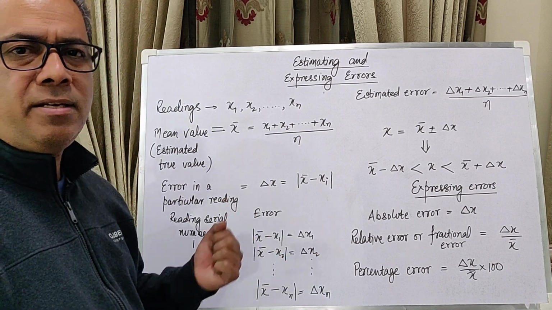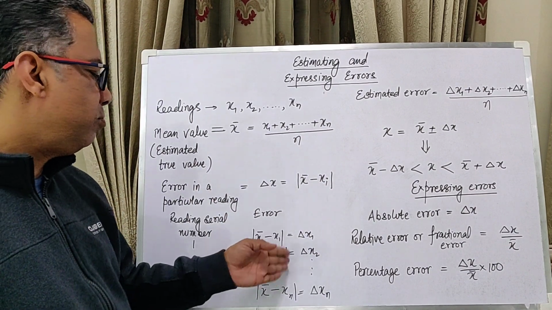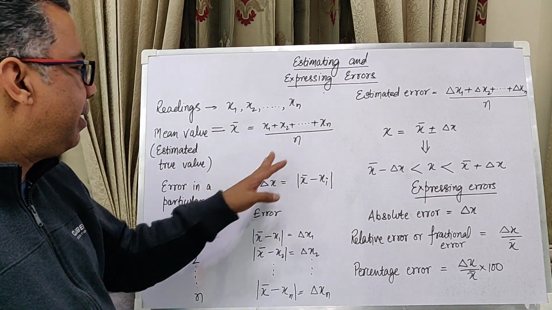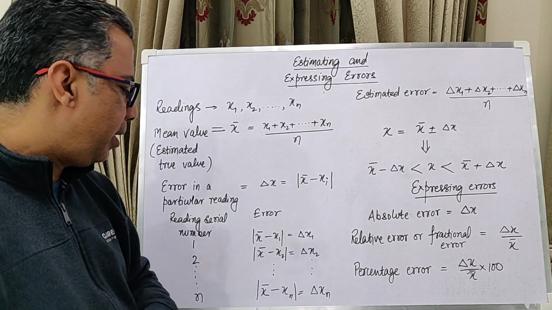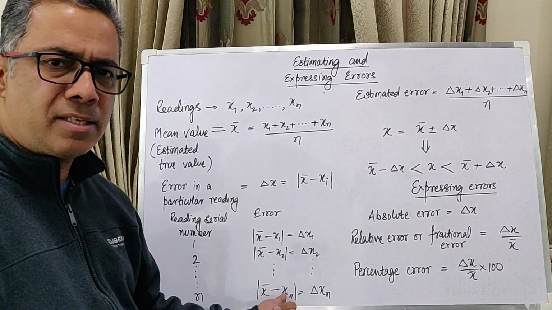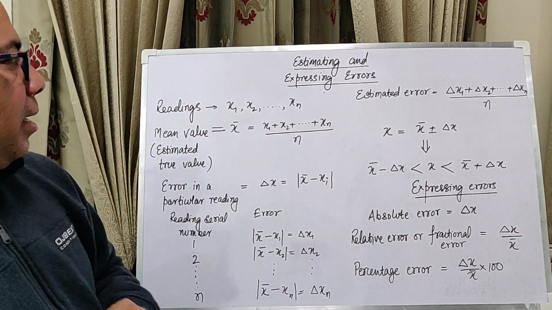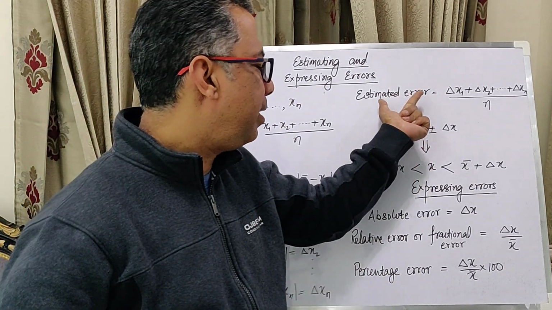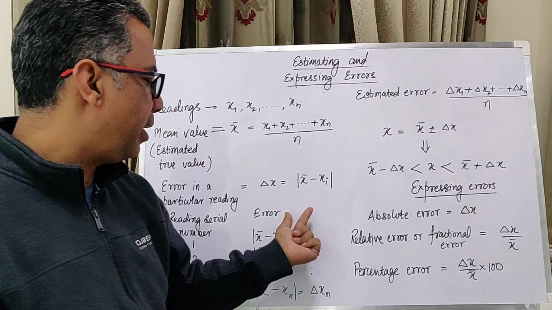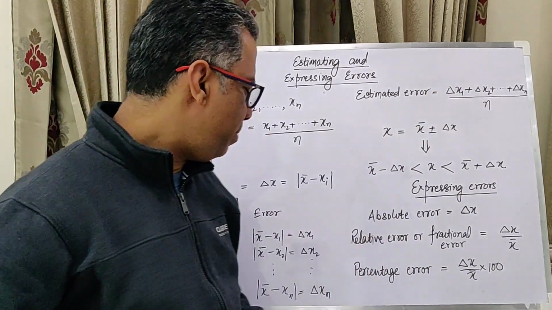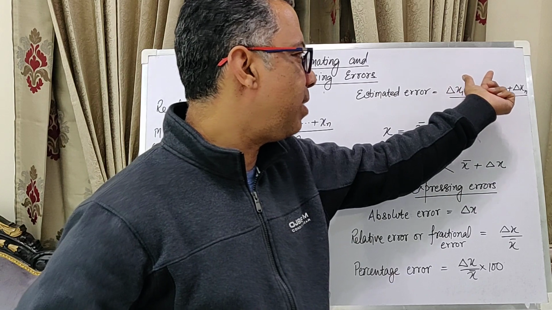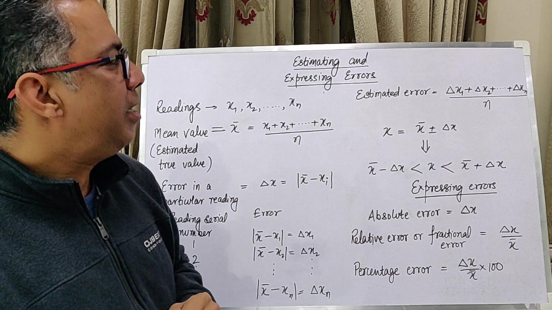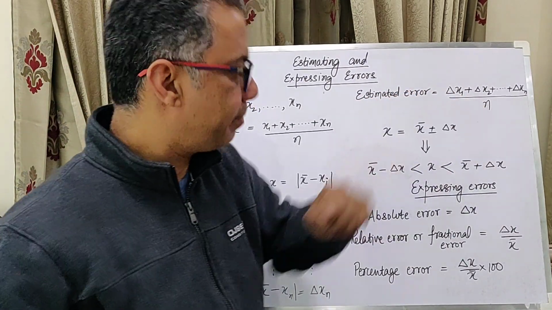Similarly, the error in the second reading is |x bar minus x2|. That's delta x2, and so on and so forth. In the nth reading, therefore, the error is delta xn, which is |x bar minus xn|. Now, the estimated error in this measurement is the mean of the individual errors. So we take a mean of all these individual errors, delta x1, delta x2, etc. We add them up and divide by the number of readings to get an estimated error.